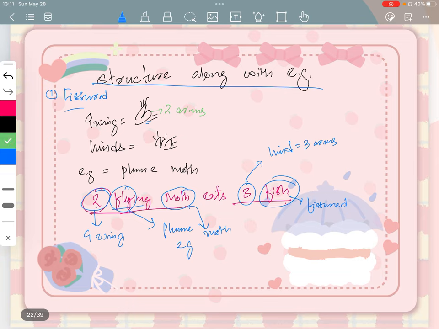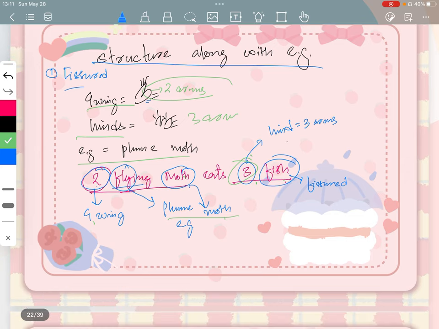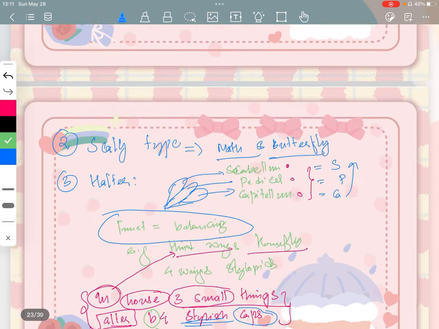We have 4 wings, 2 arms, hind wings, 3 arms. Example is plume moth. Mnemonic is: 2 flying moth, each 3 piece. 2 for 4 wings having 2 arms, flying for plume moth example. 3 for hind wings having 3 divisions or three arms.